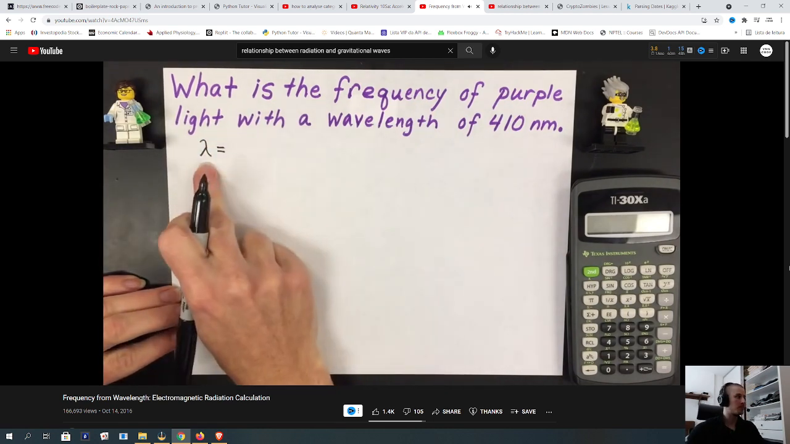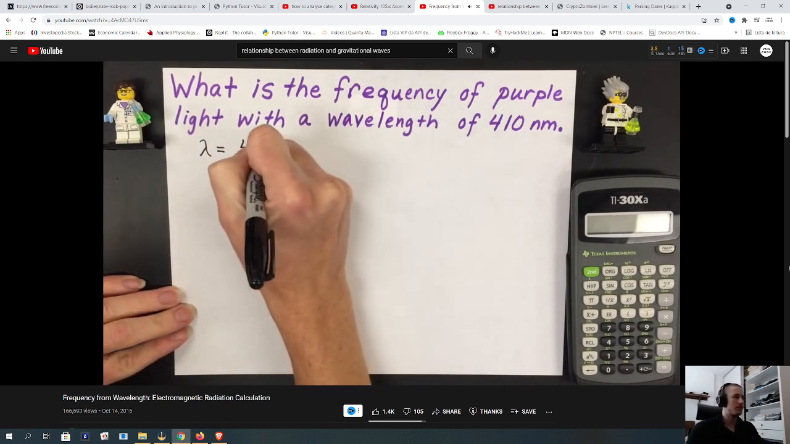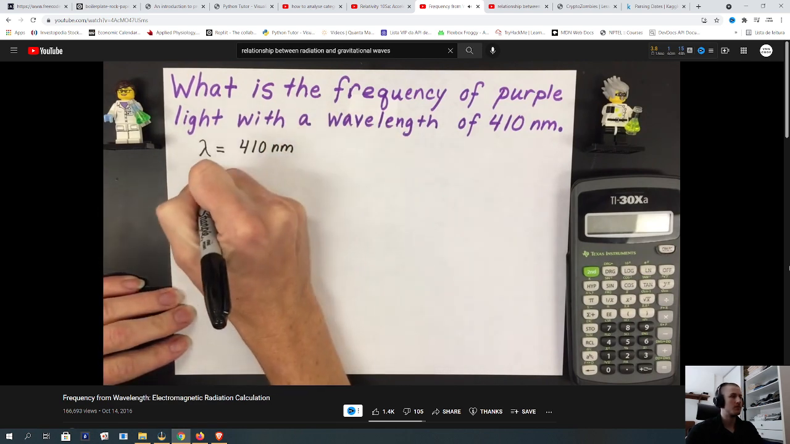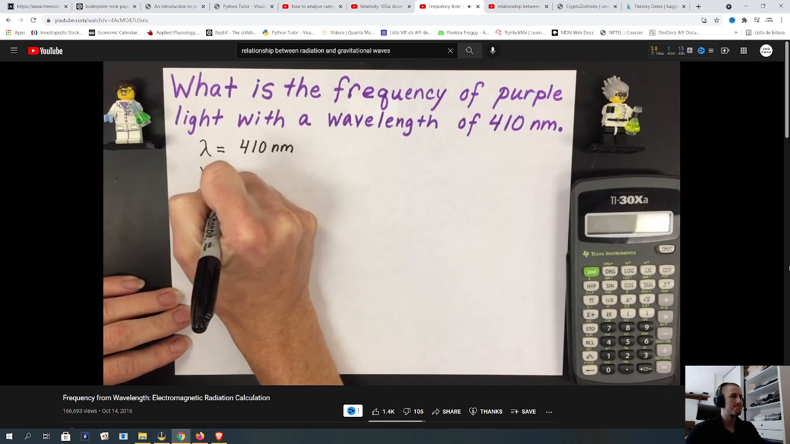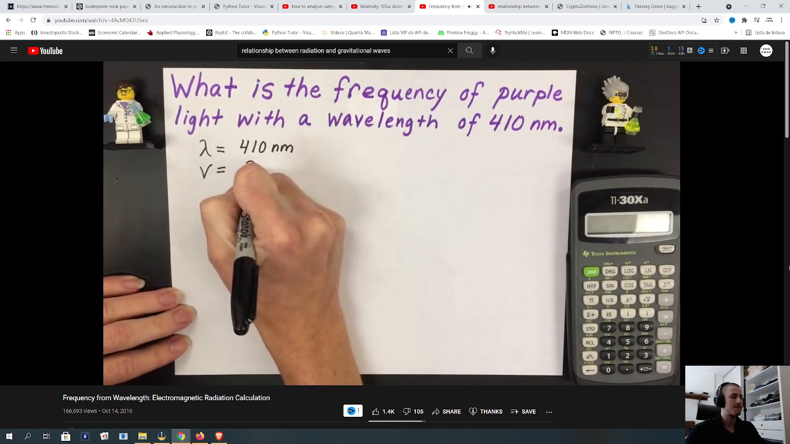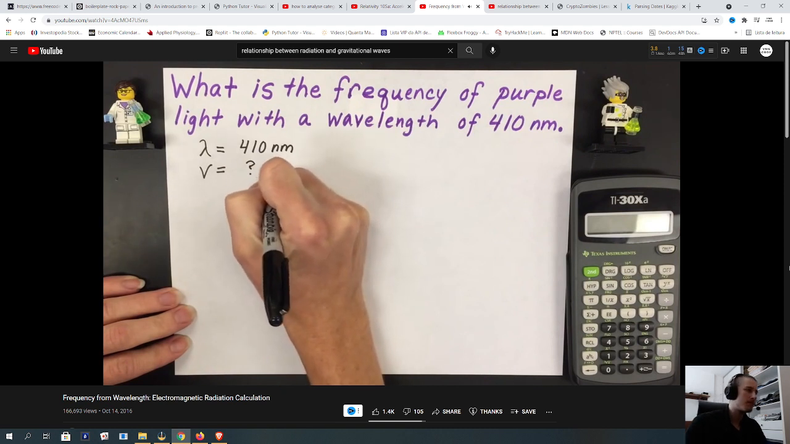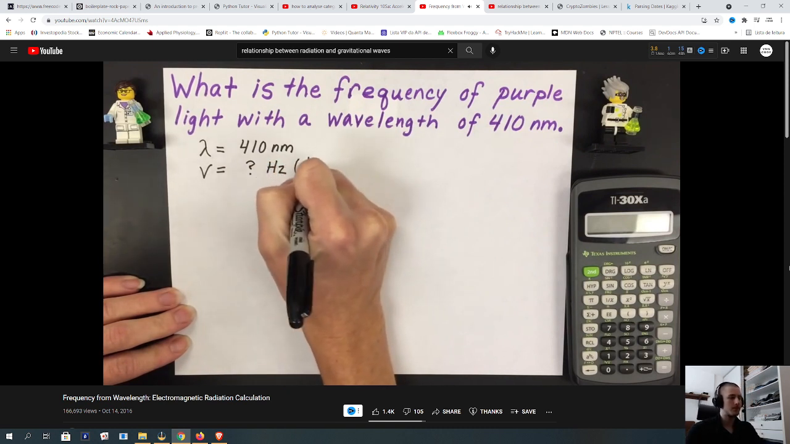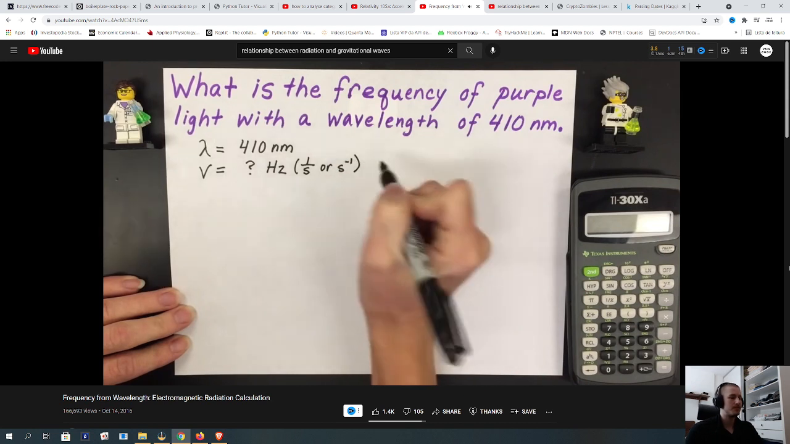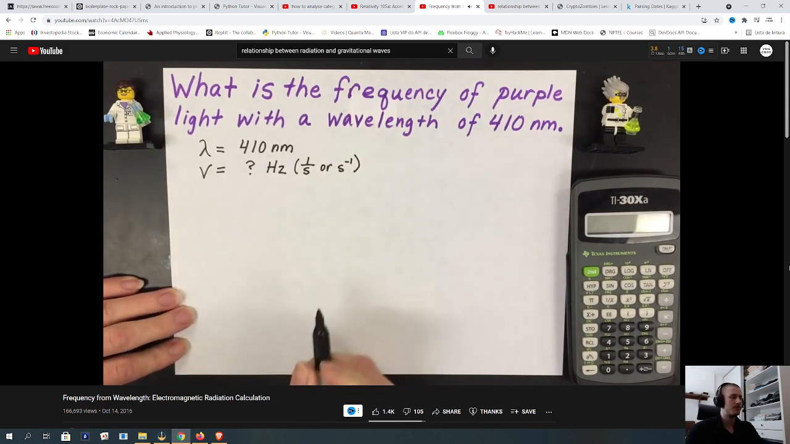So the first thing is that we know what lambda is. Lambda is wavelength, and it's 410 nanometers. We also want to solve for frequency, which is nu, and that is our question mark, and that is going to have the units of hertz, or per second, which is the same thing, or you can write it as second to the minus 1. All of those are identical to each other.